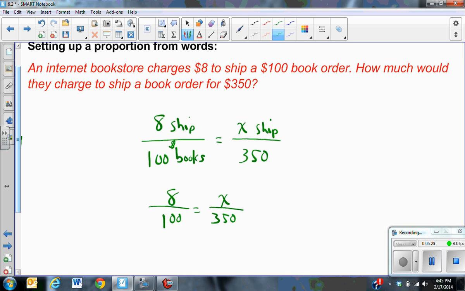Or you can just use the algebra that you've learned, get x by itself, and multiply both sides by 350. And then get out your calculators. So I need 350 times 8 divided by 100.